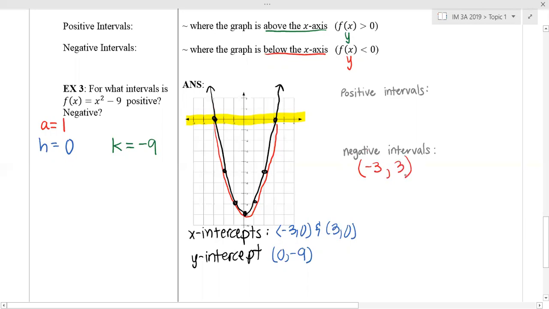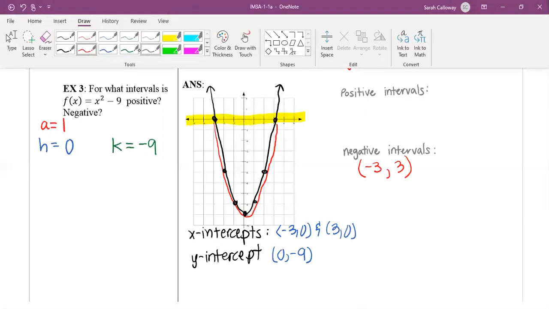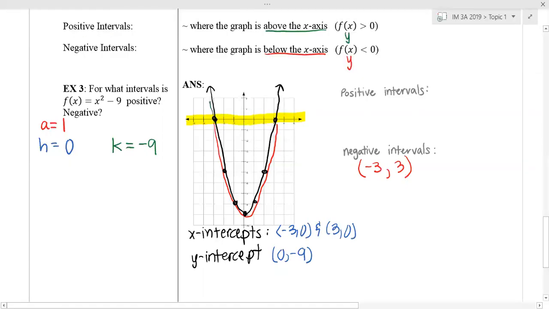Notice that I'm using parentheses for this because the value at -3 and at +3 are exactly 0. The definition of a negative interval is that it's less than 0. So notice, not equal to. That means when we're doing our positive interval as well, our x-intercepts are not going to be included because that value is 0, not greater than 0. So what's left of our graph should be positive. And if we notice, over here to the left of our -3, I'm just going to make that number a little bigger so we can see it.